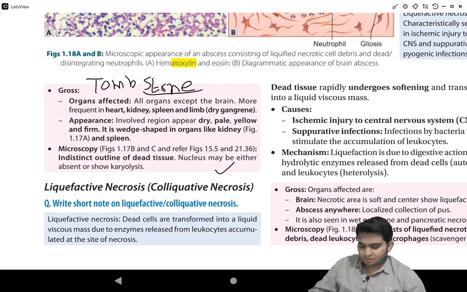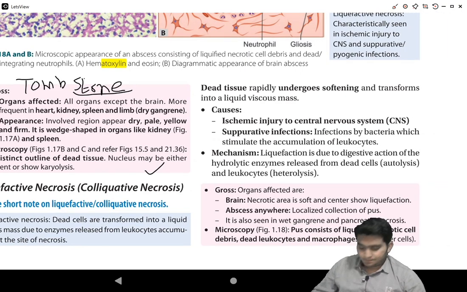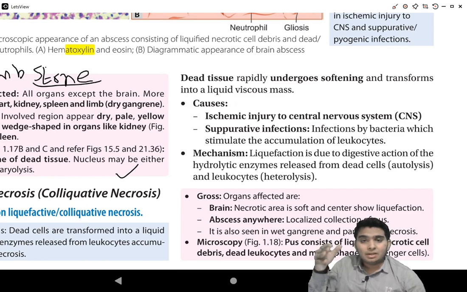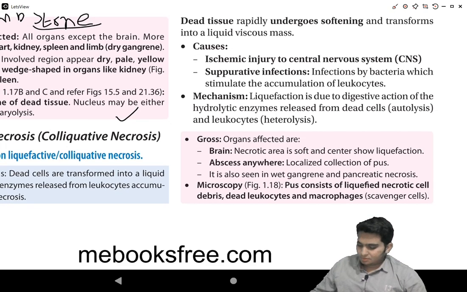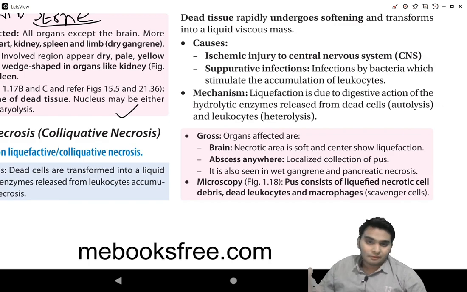Now, the other one is liquefactive necrosis. It is mainly seen in the central nervous system. Dead tissue rapidly undergoes softening and transforms into a liquid viscous mass. Its causes are ischemia, injury to the central nervous system, and suppurative infections such as bacterial infections, which lead to the accumulation of leukocytes. So what is the mechanism? Liquefaction is due to the digestive action of hydrolytic enzymes released from dead cells. It is called autolysis, and when due to the leukocytes, it is called heterolysis.